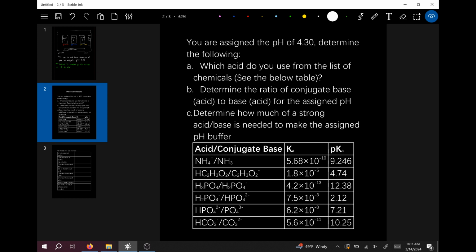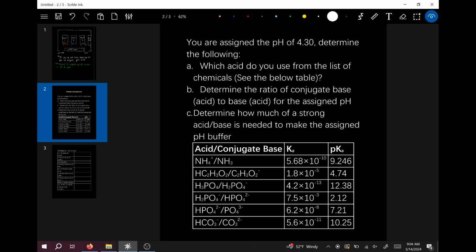We have to choose the right acid and conjugate base pair to make the buffer of the assigned pH. Because if we choose the incorrect acid-base pair, then when we make our supposed buffer solution, the pH range of that working buffer is way outside of the assigned pH that we were given. It sounds more complicated than it really is. I'm going to explain how you're supposed to select the correct buffer.